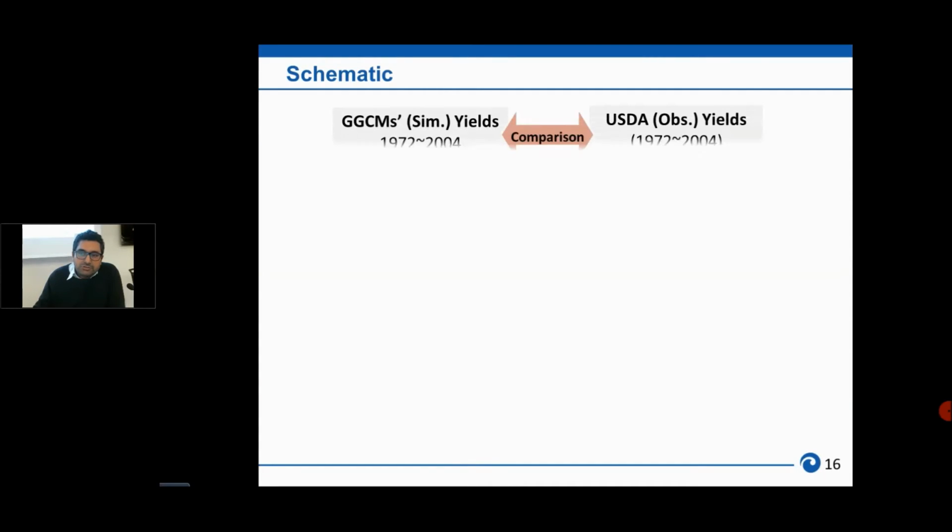For this study, we begin with a comparison of the yields simulated by these crop models with the actual observed yields from the USDA data. And we focus on the historical period, which is defined as the 33 years from 1972 to 2004. This is our first comparison of how well these crop models actually perform.